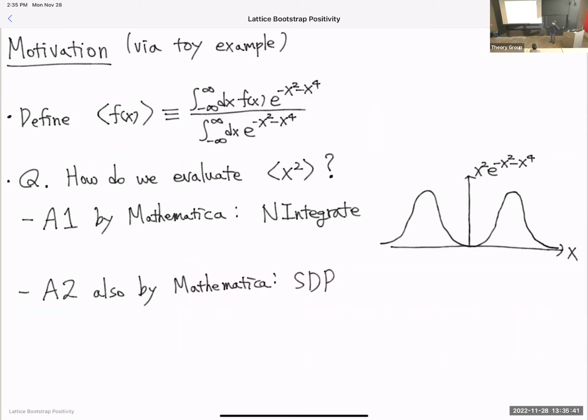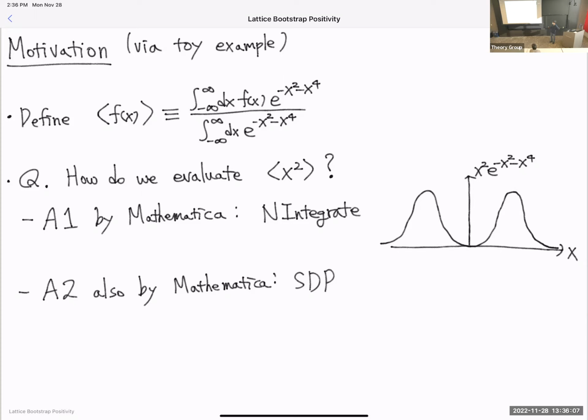Okay, so consider a function of one real variable x, f of x, and we are going to define its expectation value in the following way. In short, we have a measure factor, which is given by this exponential factor. This is the Gaussian term, but there's also an x to the fourth term. So if you wish, this is a 0-dimensional phi 4 theory.